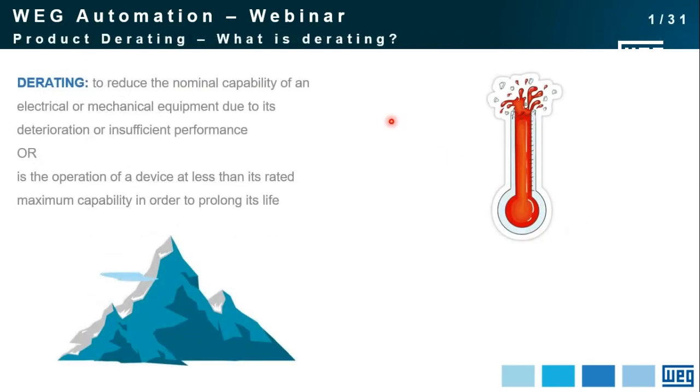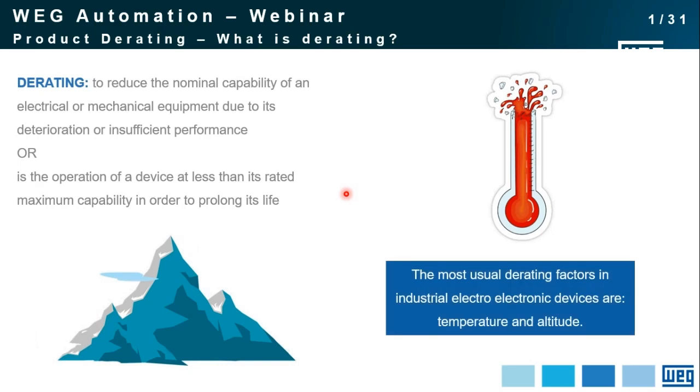First, a little bit of a definition. What is derating? Here I have two very short definitions. The first one is to reduce the nominal capability of an electrical or mechanical equipment due to its deterioration or insufficient performance. Let's think about a plastic material that, because of temperature, its properties change, and then the insulation of this material also changes. Another definition could be the operation of a device at less than its rated maximum capability in order to prolong its life.